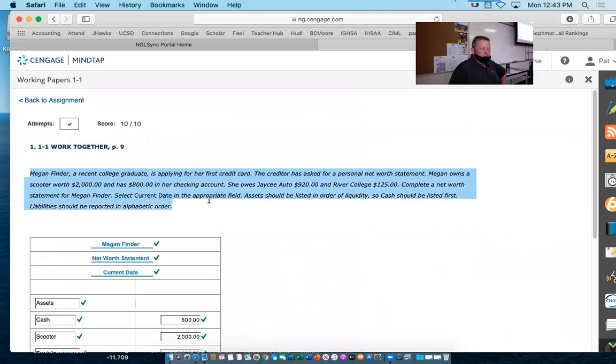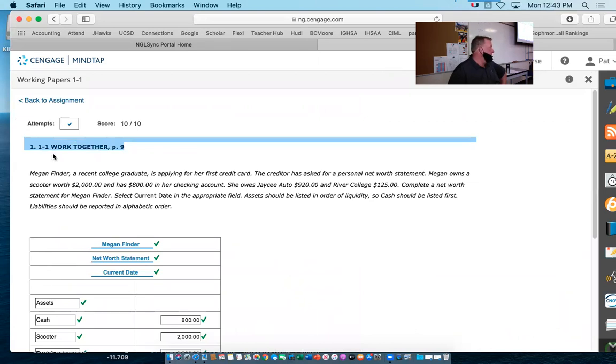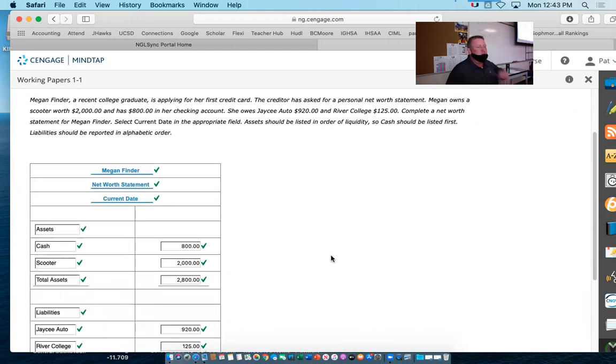It says Megan Finder, a recent college grad, is applying for her first credit card. The creditor has asked for personal net worth. Make sure you're in 1-1, work together, right? Some of you are in 1-2. If you worked ahead, that's fine. But make sure you're in section 1-1, lesson 1-1. It lists a couple assets, lists a couple liabilities, and says complete the net worth.